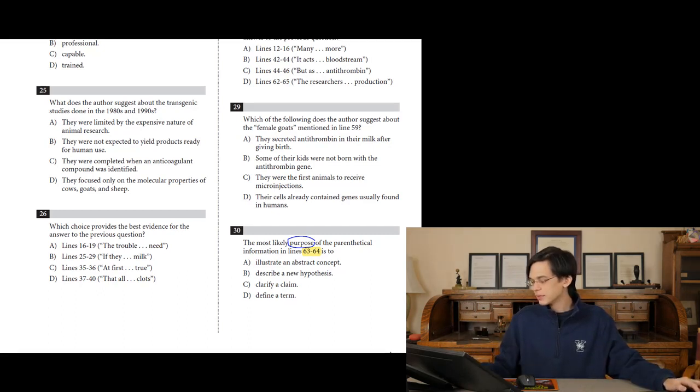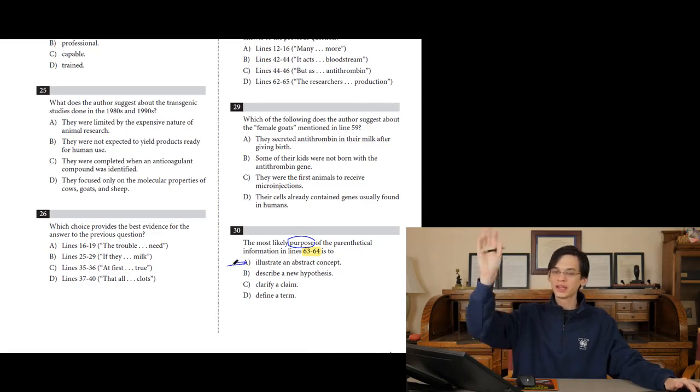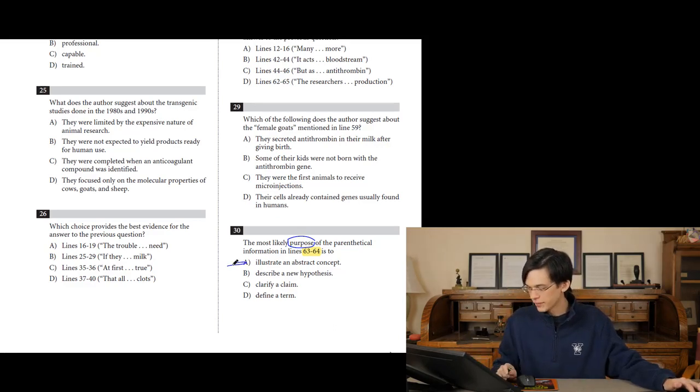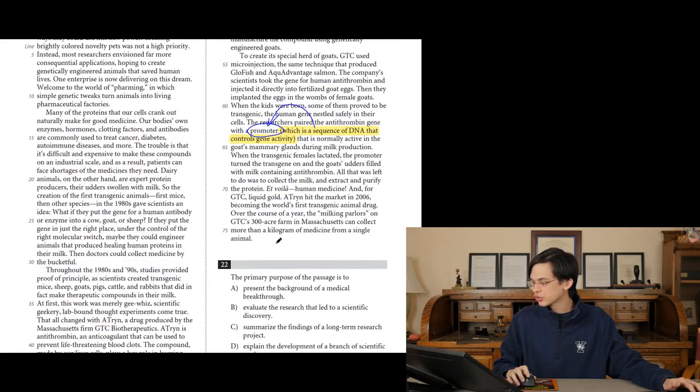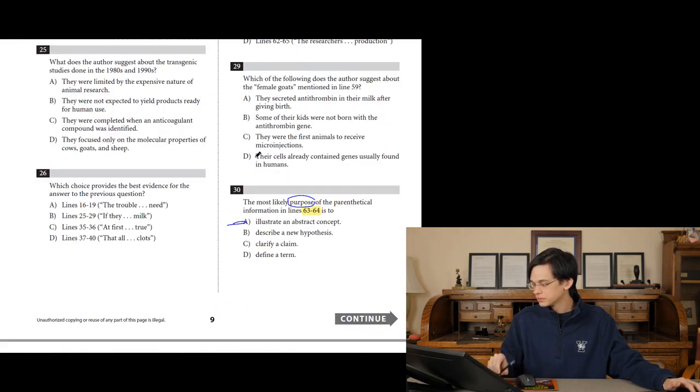So I'm not liking A because it's dragging us off into left field by talking about abstract. It sounds good, illustrate an abstract concept. That's like something that you would say in your English class to get extra credit. Illustrate an abstract concept. What abstract concept? Describe a new hypothesis. It's not a new hypothesis. We're describing just what a promoter is.